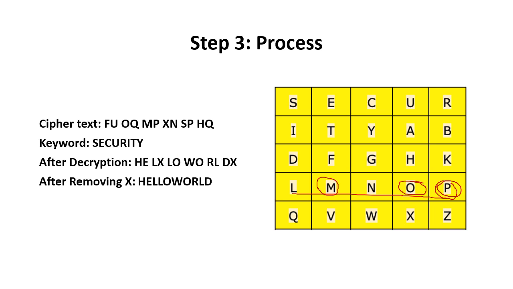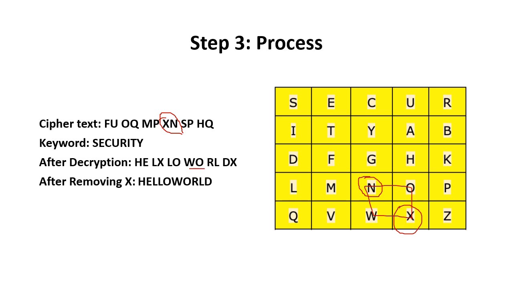Next we have to consider this XN. So we have to find XN in the key square. So X and N. Here X is here and N is here. So here also we have to follow rule number 3 in reverse order. So instead of X, we have to write W, and instead of N, we have to write O. So now XN is replaced with WO.